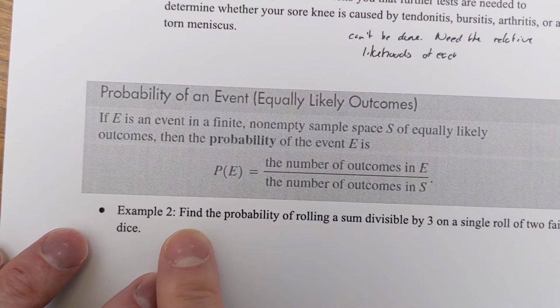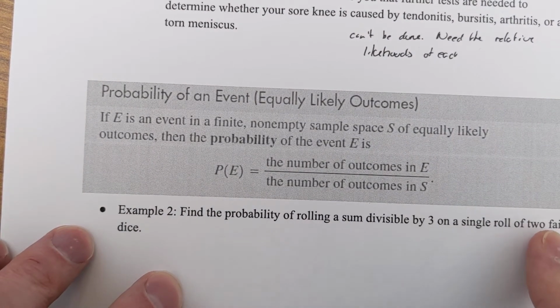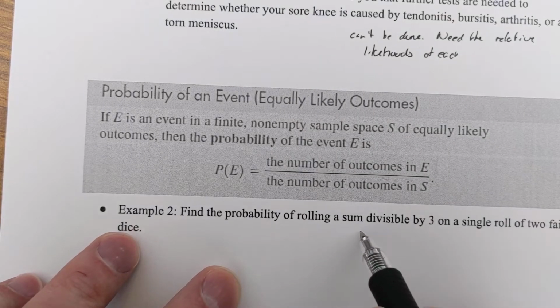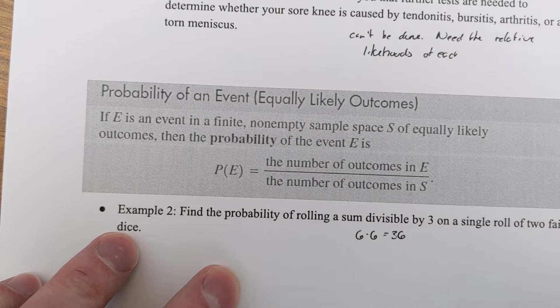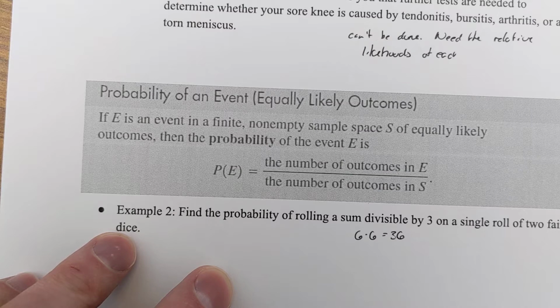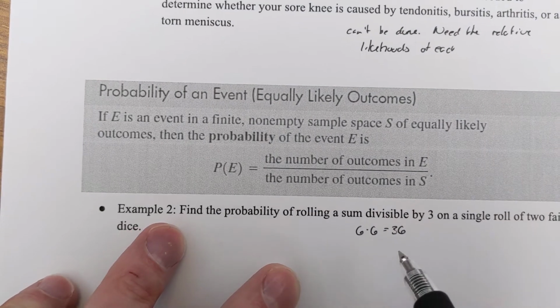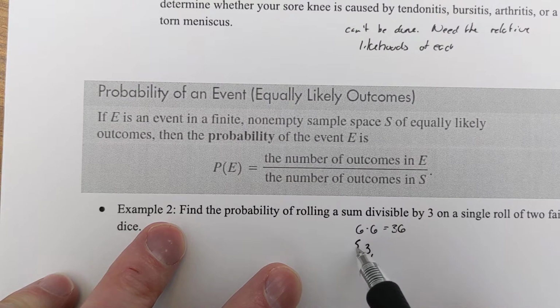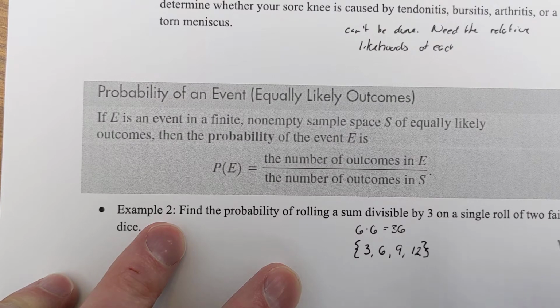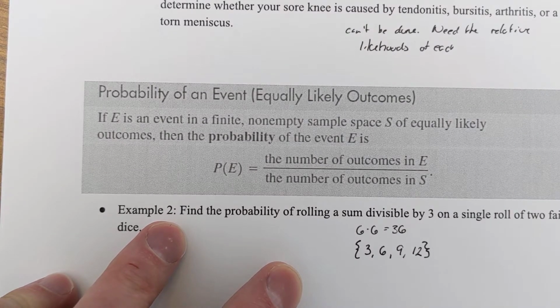So, all right, find the probability of rolling a sum divisible by 3 on a single roll of 2 fair dice. So let's see here. Once again, there are 36 total outcomes. Divisible by 3, huh? All right, so the numbers that are divisible by 3. So we're going to roll. We could have a roll of 3. We could have a roll of 6. We could have a roll of 9. We could have a roll of 12.